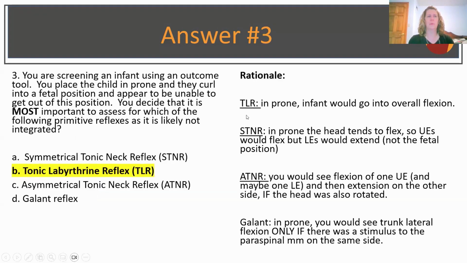All right, let's look at number 3. You are screening an infant using an outcome tool. You place them in prone. They curl up in the fetal position. What do you think's going on? Yeah, good. Most of you said tonic labyrinthine. So if I put them in that prone position, their neck flexed a little bit, and they go into that fetal position or overall flexion, that is the tonic labyrinthine. So good.